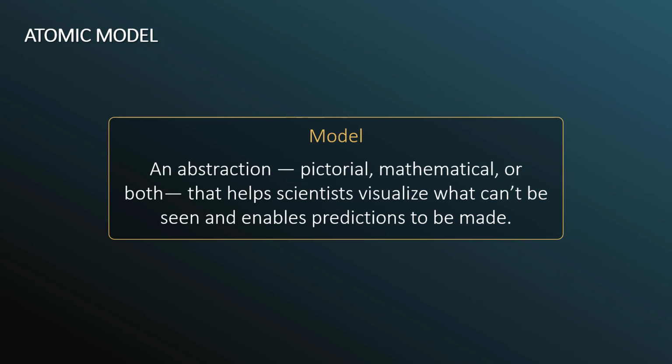Now, in the previous slide, you saw a pictorial model. An atom doesn't really look like that. In fact, we don't really know exactly what an atom looks like because we can't see it with visible light. So we have to create models. The previous slide had a pictorial model.